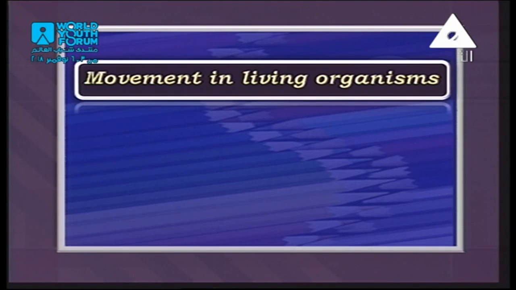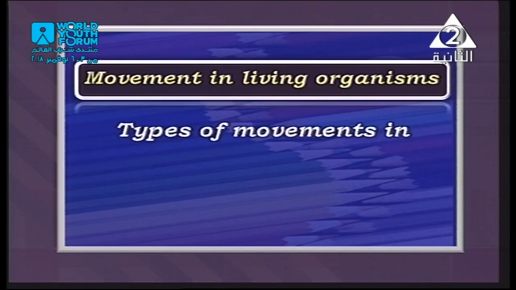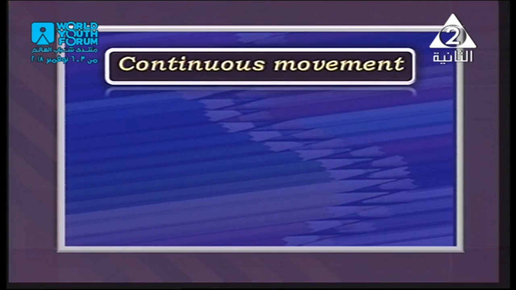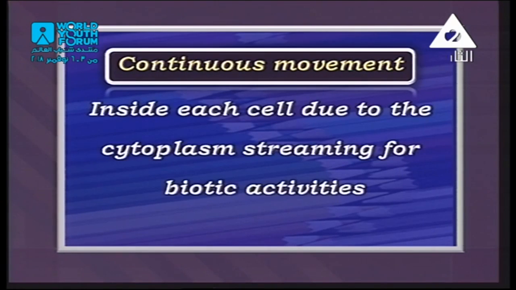Movement in living organisms: we have different types of movement. How many types do we have? Three different types. It may be continuous movement, positional movement, or free or total movement. Continuous movement happens inside all living organisms, due to what? The cytoplasmic streaming for vital or biotic activities.